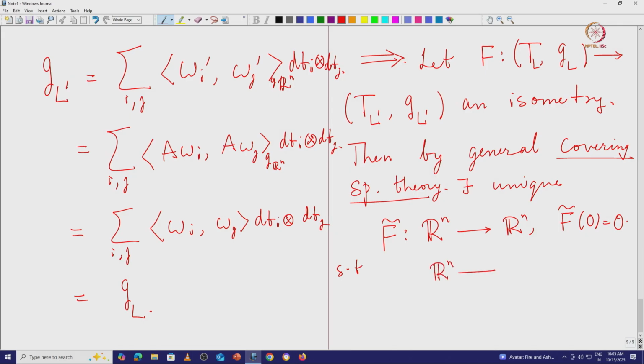commutes. So you have Rn to Rn, you have your pi down to TL, you have your isometry f here, and you have pi prime here, right? So you want this diagram to commute, which means that this should be the same as this. So if you write it out, it basically means that pi prime composed with f tilde is the same as f composed with pi. Okay.